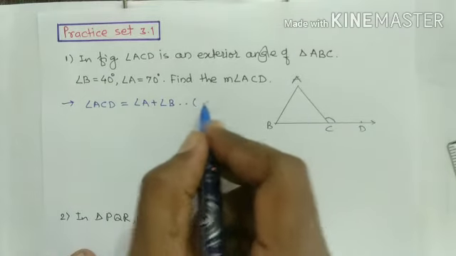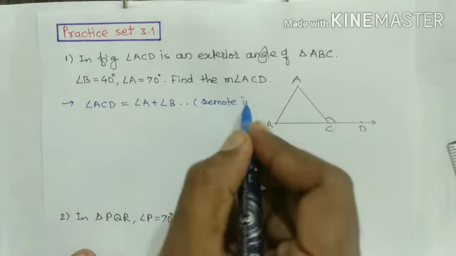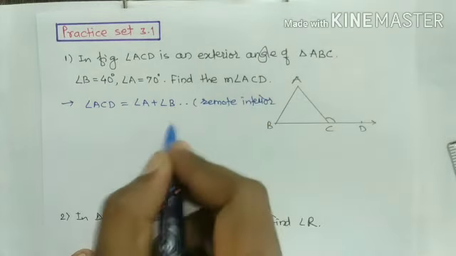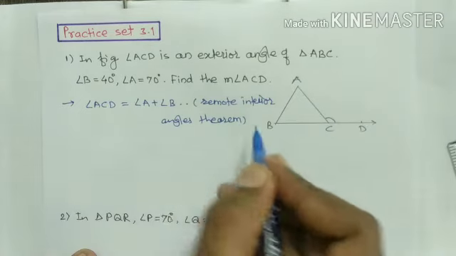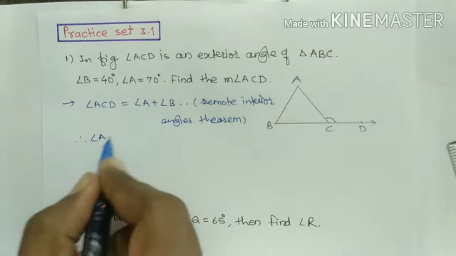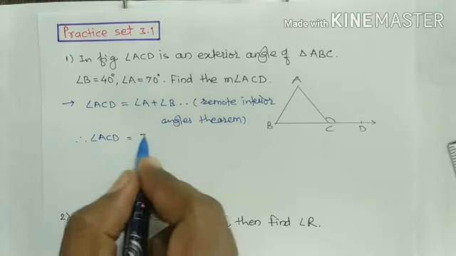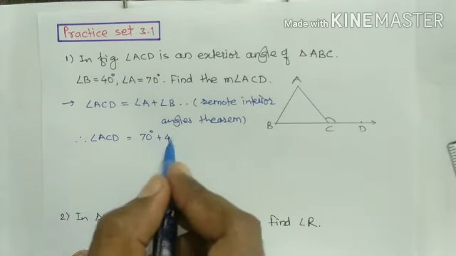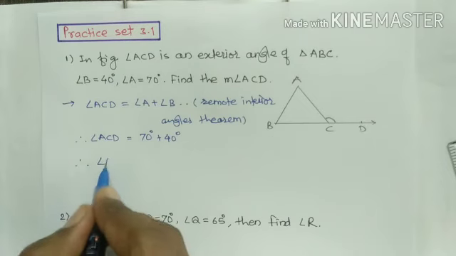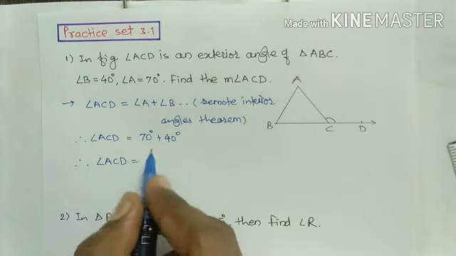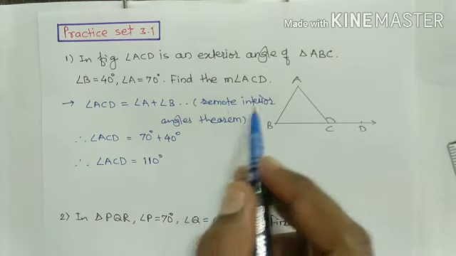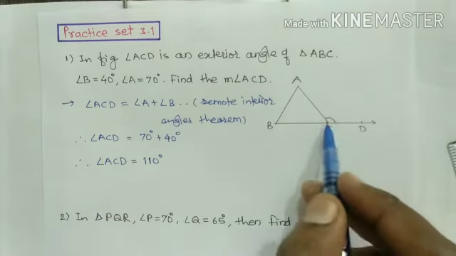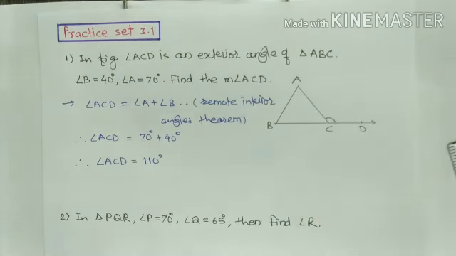So we write the reason: remote interior angles theorem, and therefore angle ACD equals, here A equals 70 degrees, B equals 40 degrees, and therefore angle ACD equals 70 plus 40 degrees, 110 degrees. In this way, by using the remote interior angle theorem, we can easily find the measure of angle ACD here.